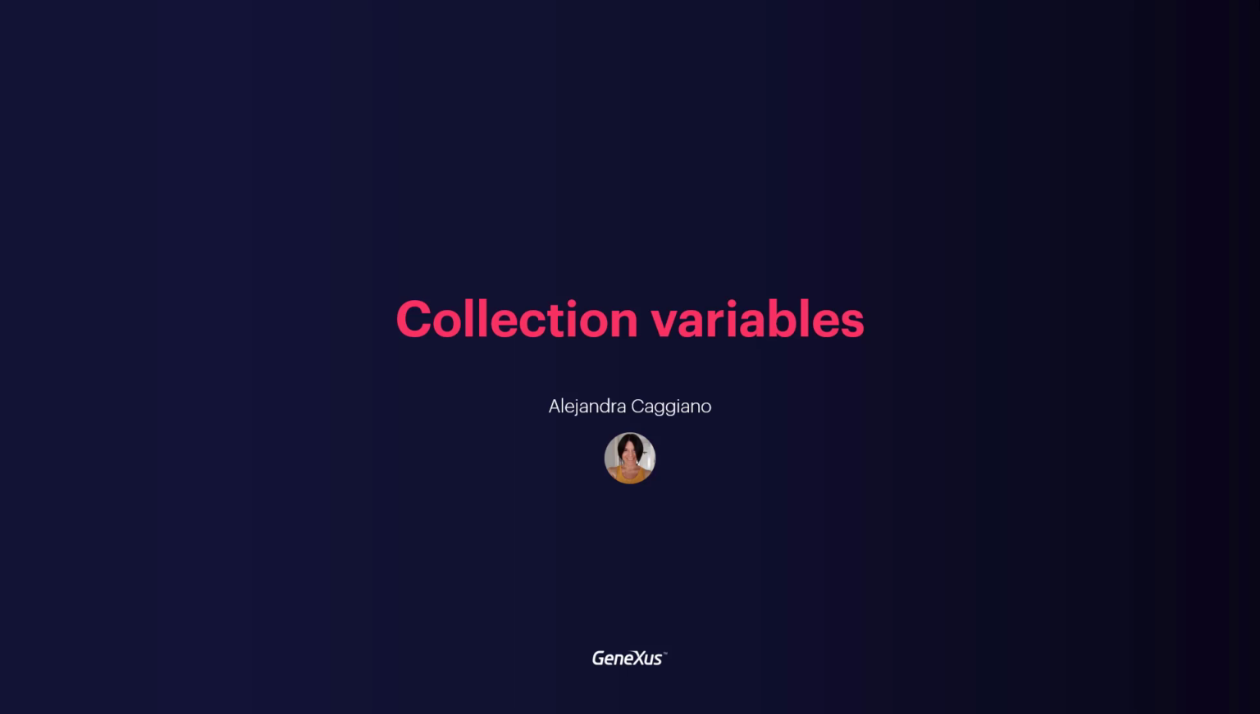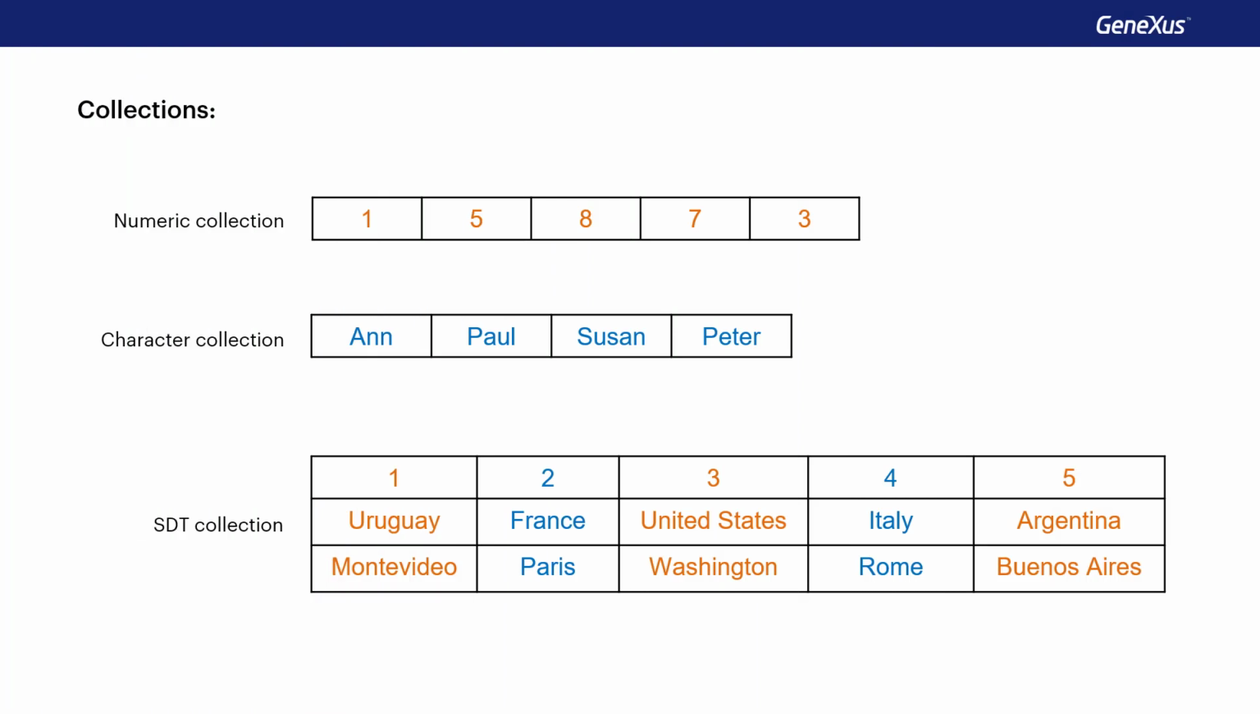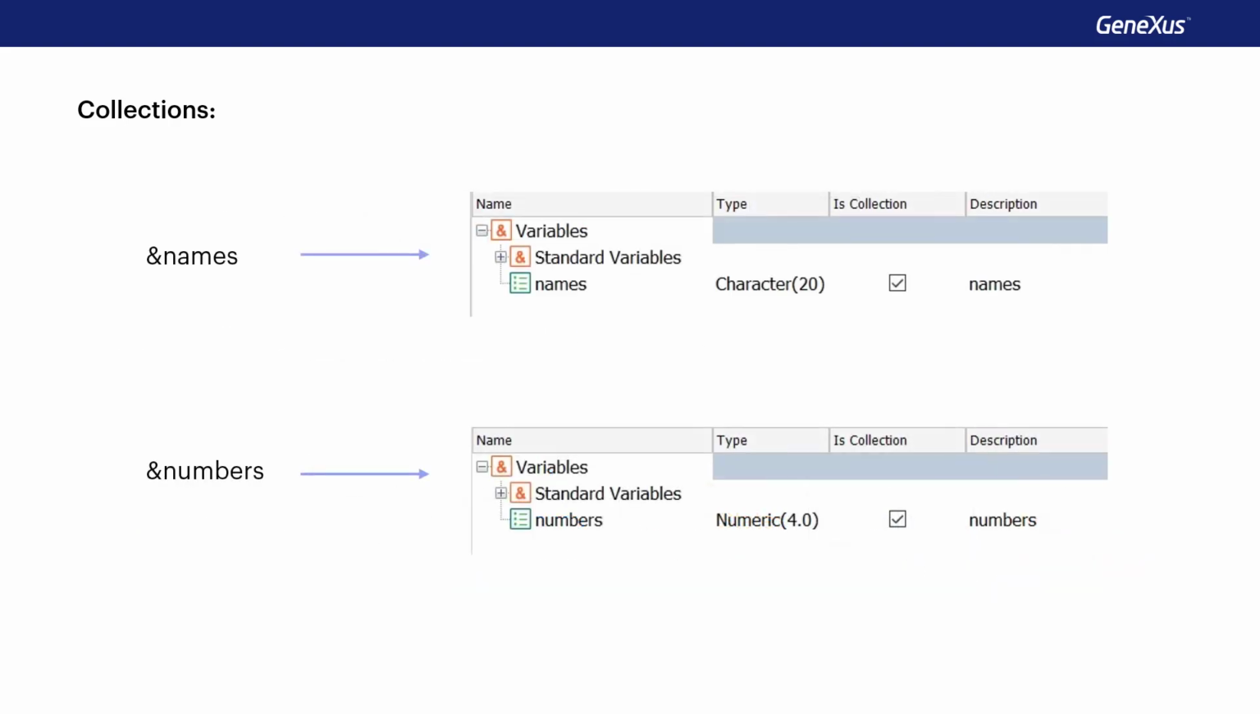At the end of the previous video, we talked about the concept of collection variables. In every GeneXus object, we can define variables based on simple or structured data types that allow us to store the data of an entity. These can be numerical values, texts, or the details of a country. We've seen that when defining a variable, we can select the isCollection checkbox to set this variable as a collection.